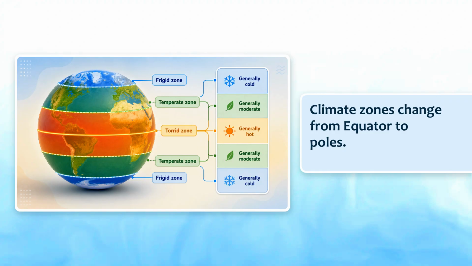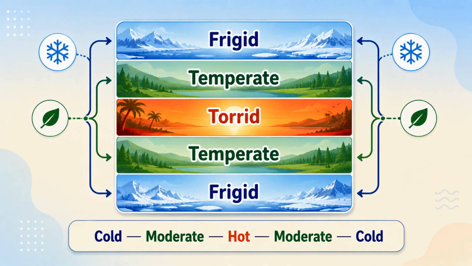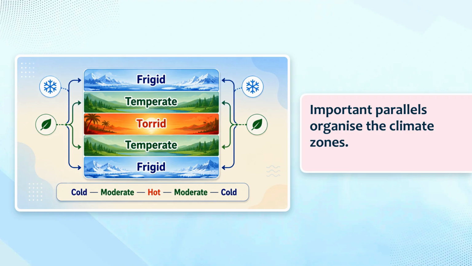Torrid is generally hot, temperate moderate, and frigid cold. The tropics and polar circles mark the boundaries of these broad bands. They describe general climate patterns across large areas, not the exact daily weather at every place. The boundaries turn the globe into 5 organized bands.